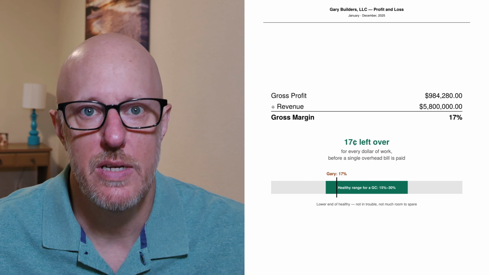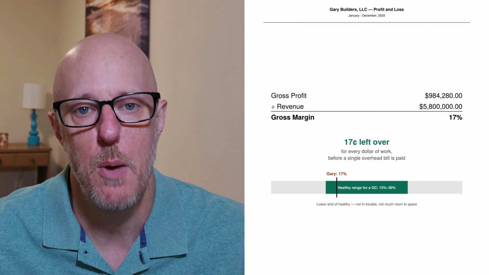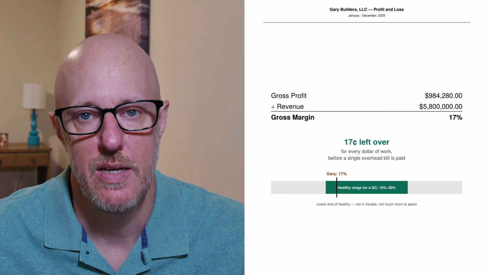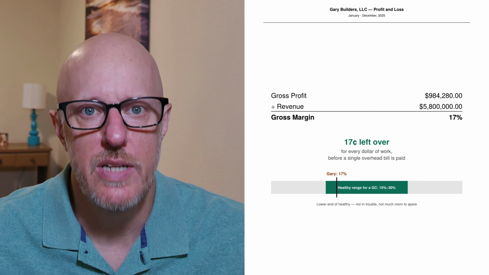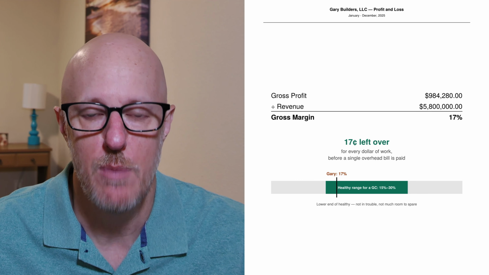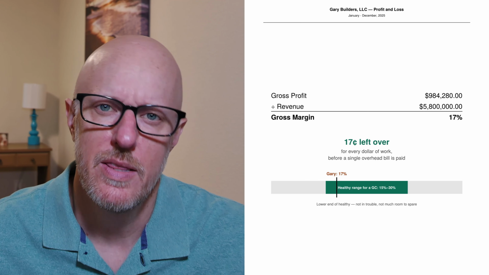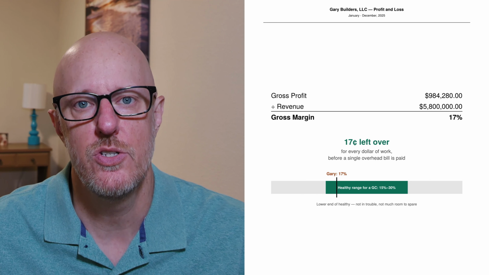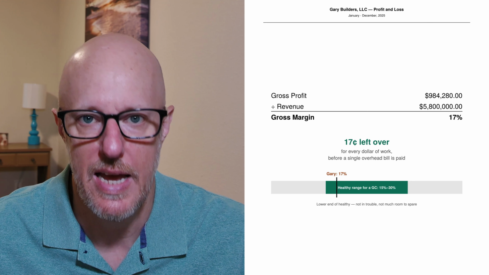What actually matters is turning that into a percentage called gross margin by dividing gross profit by revenue. For Gary, that works out to 17%. That 17% is telling you something specific. For every dollar of work Gary does, 17 cents is left over after covering what that job actually cost him before he's paid a single overhead bill. This is genuinely one of the most useful numbers on the entire P&L because it tells you how healthy your actual jobs are, separate from how well you're running the business day to day.